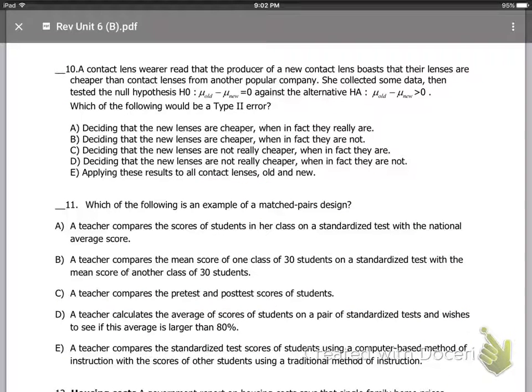Okay, let's go to number 10, and they want to know about a type 2 error. And so that is when HA is true, but we go with H0. Okay. So the answer is going to be C, because they aren't real. We decide that they aren't cheaper, but they really are. So that's going to be, so HA is true.